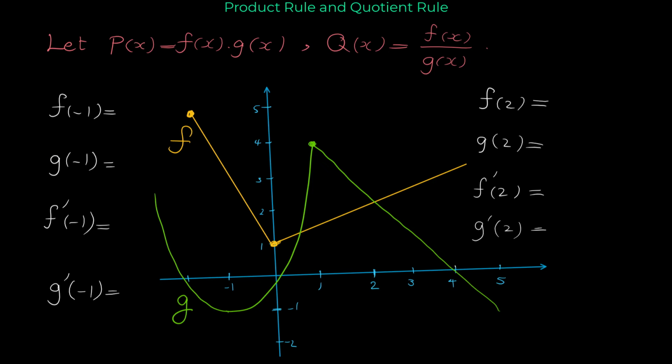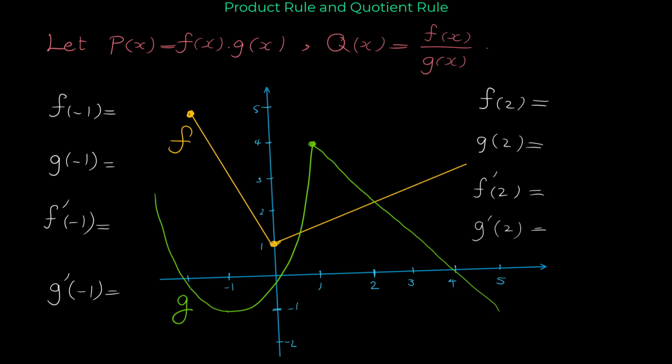Hello and welcome. In this video we want to do a question about product rule and quotient rule of derivatives from the graphs of the functions. Here we are given the graph of function f and the graph of function g. And also suppose that function p of x is f times g and function q is f over g.